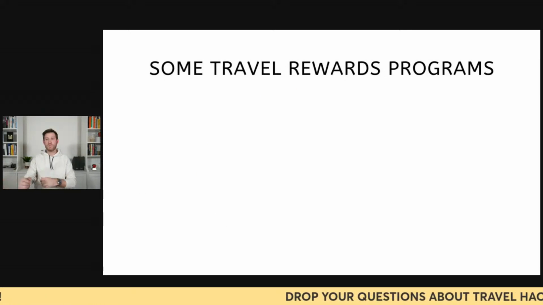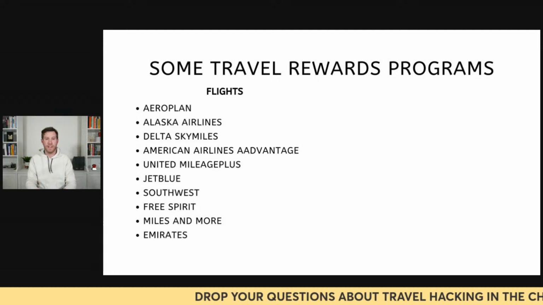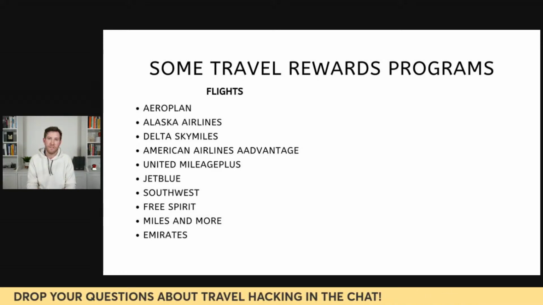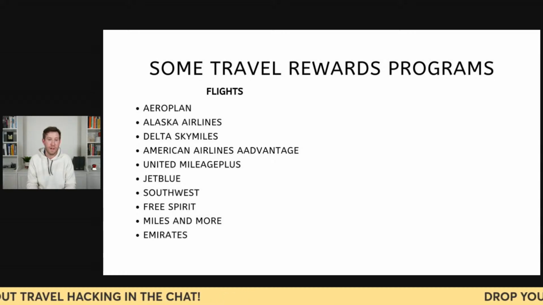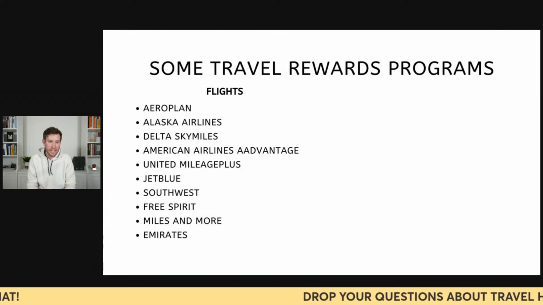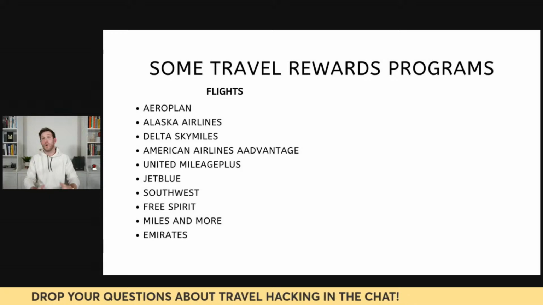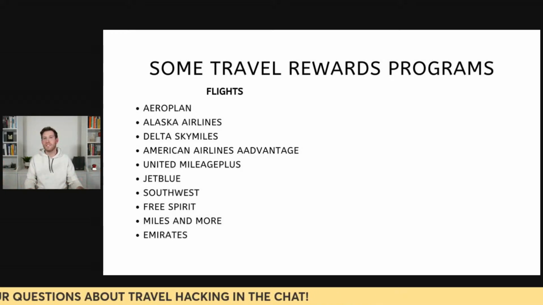Some travel rewards programs that are out there. Number 1, related to flights. You've got Aeroplan. You've got Alaska Airlines, you have Delta Sky Miles, you've got American Airlines Advantage, you've got United Mileage Plus, you've got JetBlue, you've got Southwest, you've got Free Spirit, you've got Miles and More, you've got Emirates, you've got WestJet, you've got a bunch of different airlines.